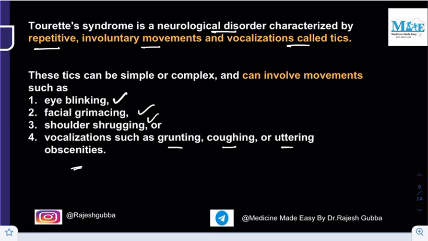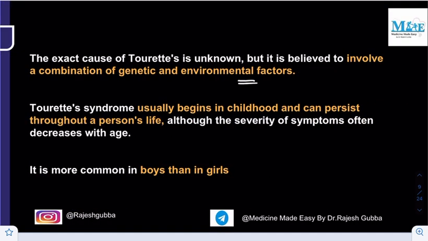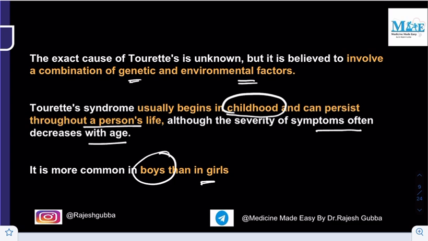What exactly is the cause? It might be due to environmental factors or a combination of genetic and environmental factors. It usually begins in childhood and can persist throughout the person's life, although the severity of the symptoms often decreases as the age of the individual increases. Tics are more common in boys than girls. If they are severe enough, then you need to give haloperidol. So that is about Tourette syndrome, which is a form of involuntary movement.